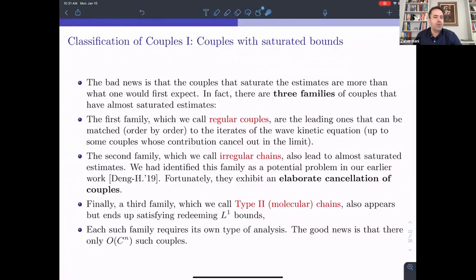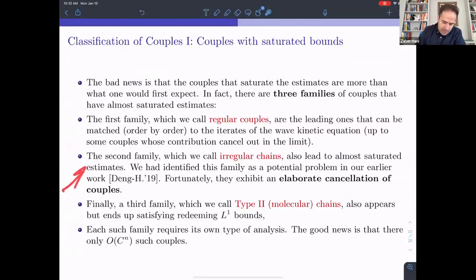So there's bad news and good news. The bad news is that the couples that saturate the estimates are not just those that converge to the iterates of the wave kinetic equation. It's not only the ones that you want to be large. The bad news is that there are three families of couples that have almost saturated estimates. Of course, the first family is what you're expecting. The first family is what we call regular couples. These are the leading diagrams, and these can be matched order by order to the iterates of the wave kinetic equation, up to some error terms.